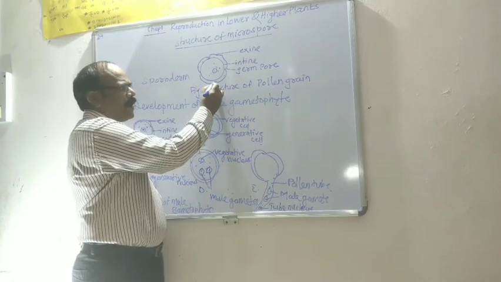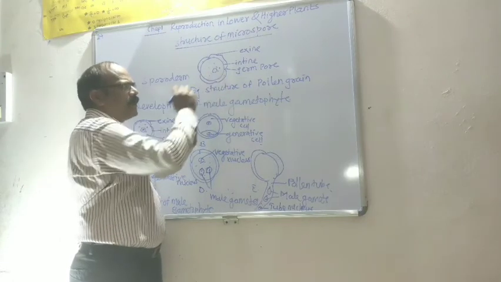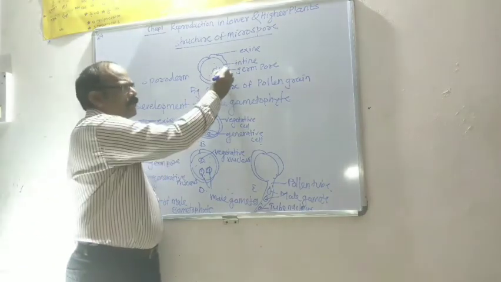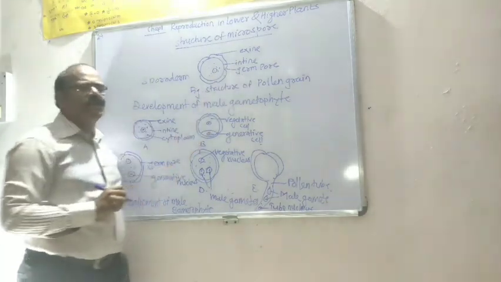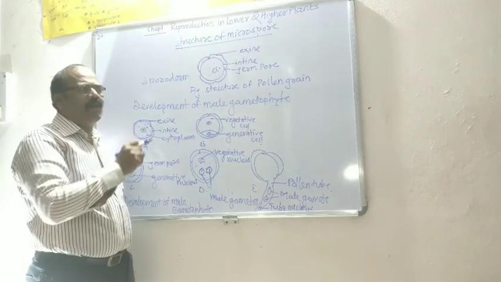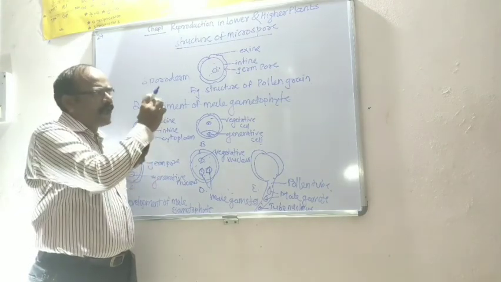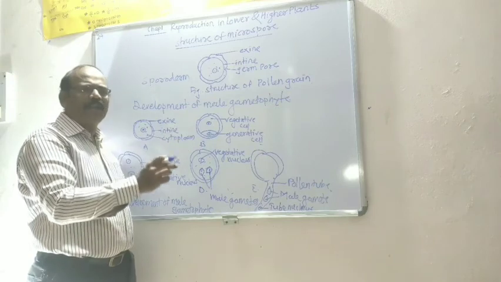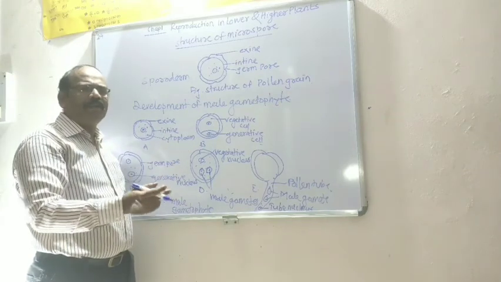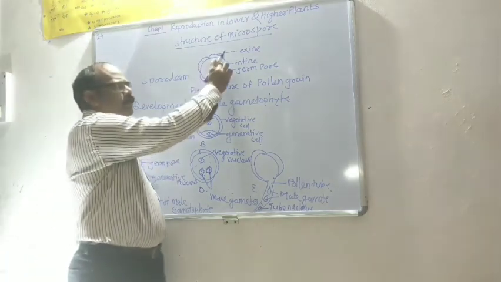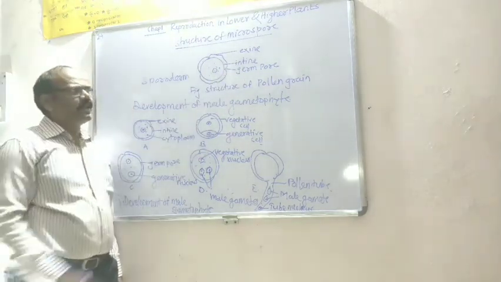On the exine layer, at some places, thin-walled regions are present. That part is called the germ pore, and the germ pore ensures the emergence of the pollen tube during the germination of the pollen grain. During germination, the pollen tube arises through the germ pore.